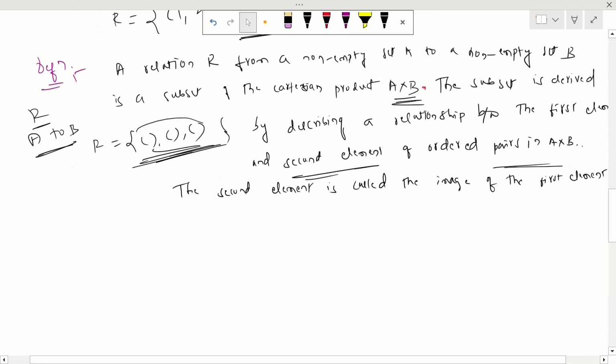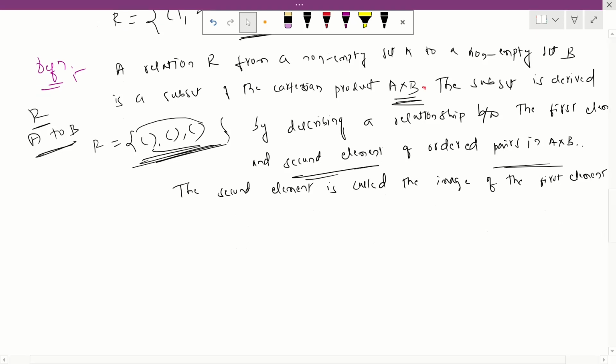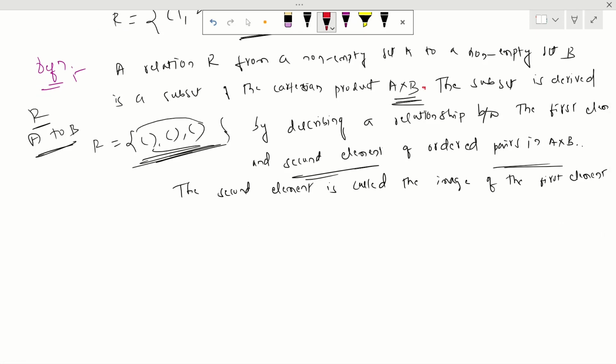Now this is over. This definition is clearly defined. A relation obtained from two non-empty sets, set A and B, is a subset of A cross B, and the subset will be obtained by describing the relations between the first element and the second element of the ordered pairs in A cross B. This is the proper definition of a relation.